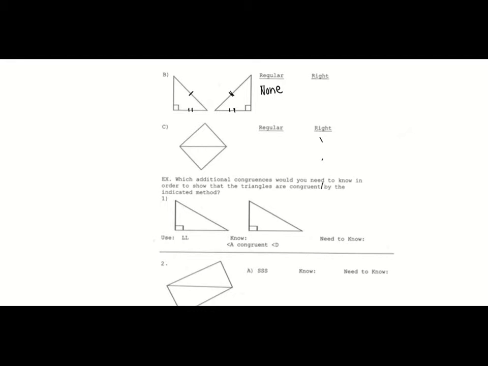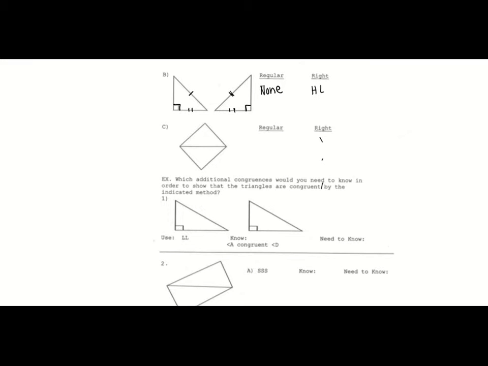So that means that if I was just using my original four theorems, I would not be able to prove these triangles are congruent. But since I know that it's a right triangle, I can use my hypotenuse leg theorem, which means I know the hypotenuses are congruent and one leg matches up, since it's a right triangle, to prove it's congruent.